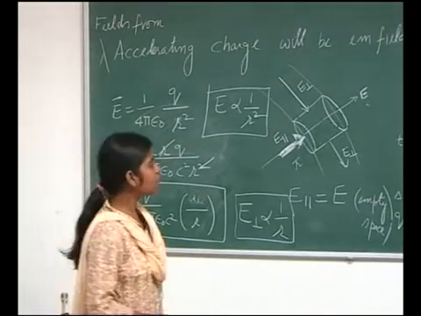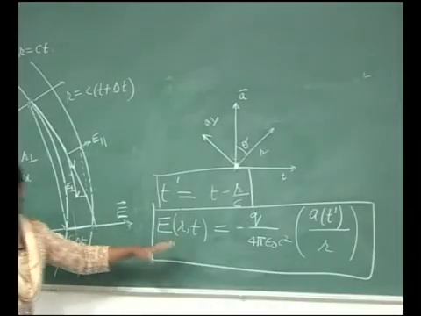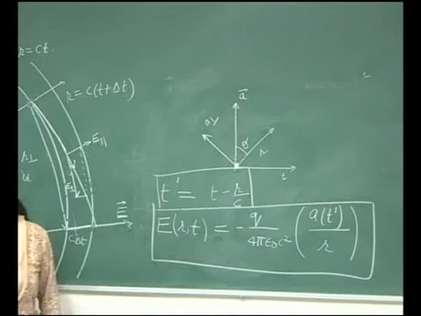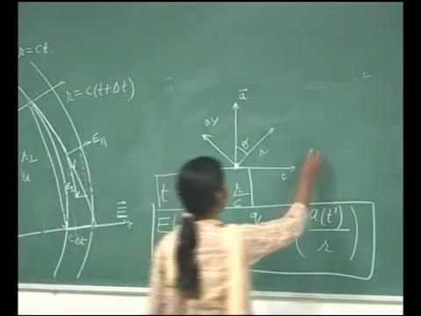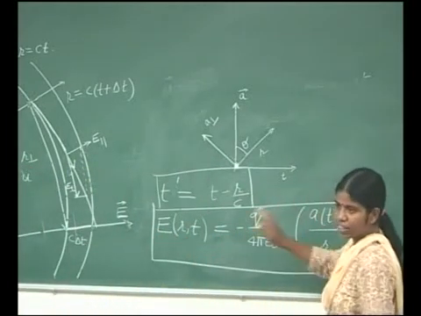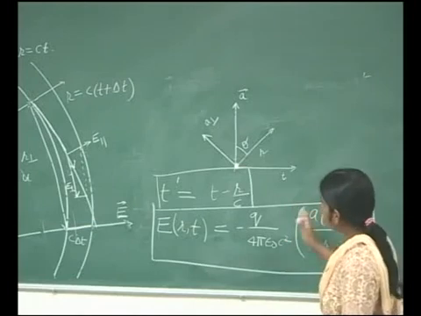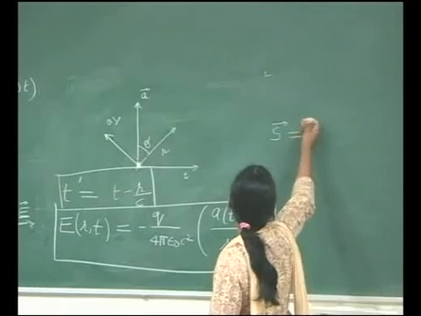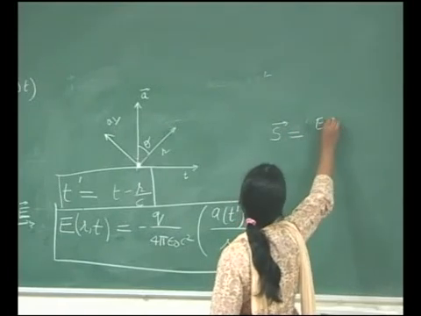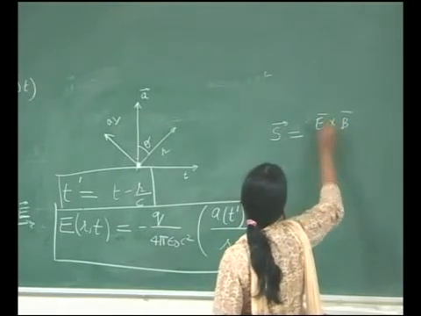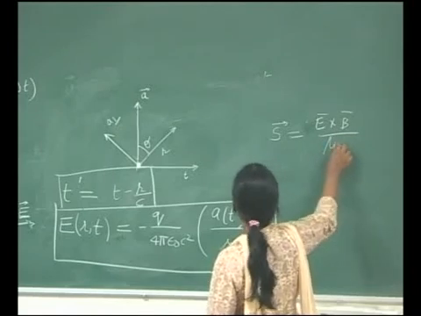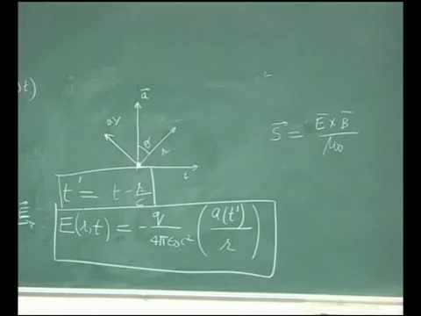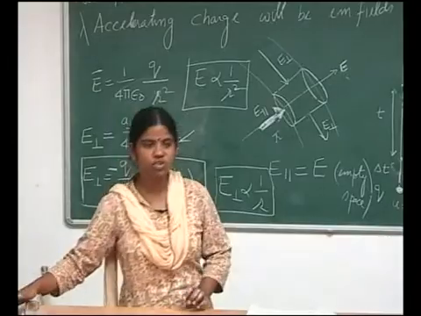Okay. So, once you know the electric field, you can calculate the magnetic field and you can calculate the Poynting vector. Magnetic field you know is 1 by c times of this with appropriate direction. You can see what would be the direction, and then you can calculate the Poynting vector, which is very important, that is E cross B divided by mu naught. Okay. So, this was the generation of EM waves.